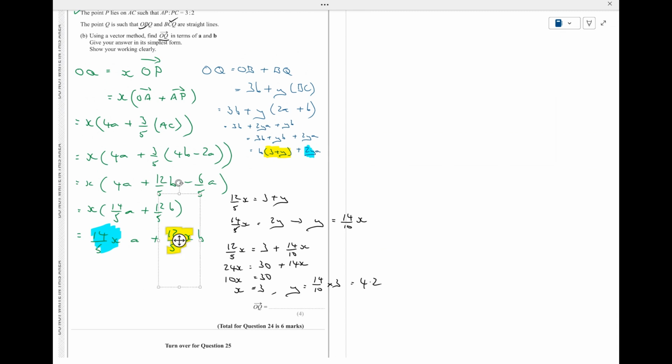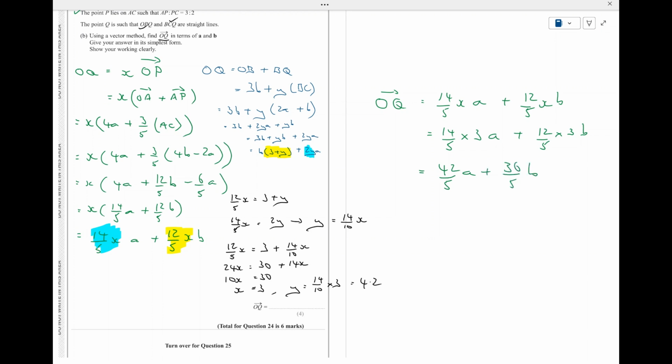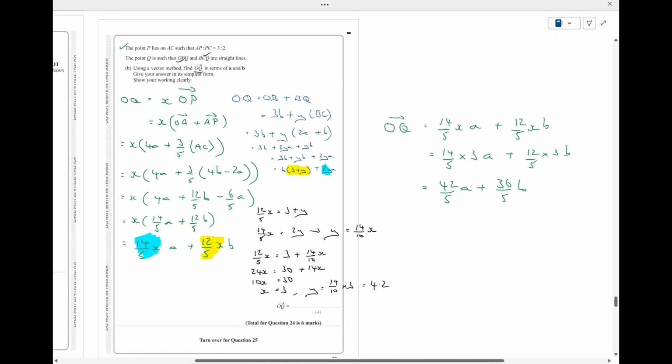So my green version was that OQ was equal to 14 over 5 x A plus 12 over 5 x B. And I know what x is, don't I? X is 3. So that's 14 over 5 times 3 A's plus 12 over 5 times 3 B's, which is 14 times 3, 42 over 5A plus 36 over 5B. And that is my solution to question 24.